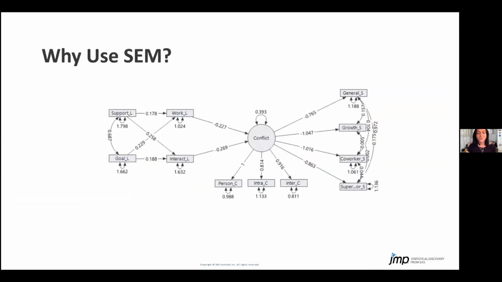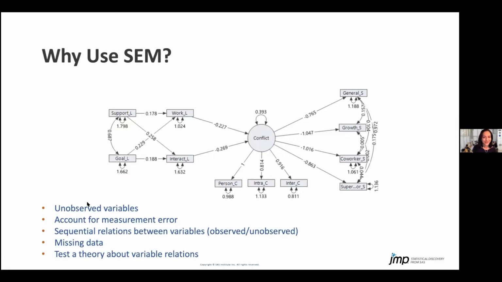So why would we use SEM? And I have here a path diagram. It already has all of the numbers along the arrows because it's already been estimated, right? This was based on data. And so I find that this diagram has a number of features that facilitate explaining why we might use SEM. And so I have the reasons right below.